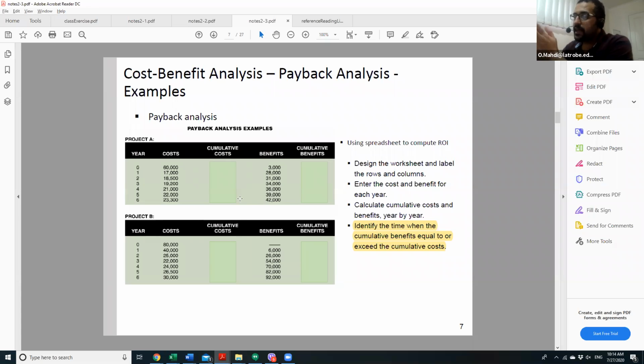Now, let's have a look at this example and see how we can find the payback analysis. Imagine you have these two projects. Project A has years starting from year 0, 1, 2, 3, 4, 5, 6. So that means you have 7 years, and this is the cost of each year. Look here at this one.